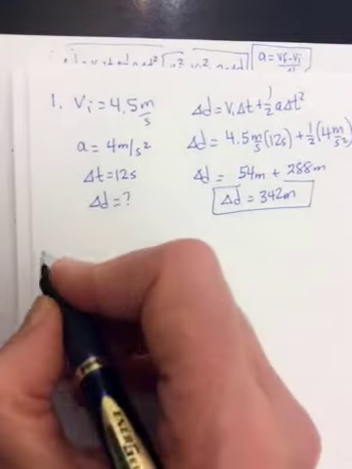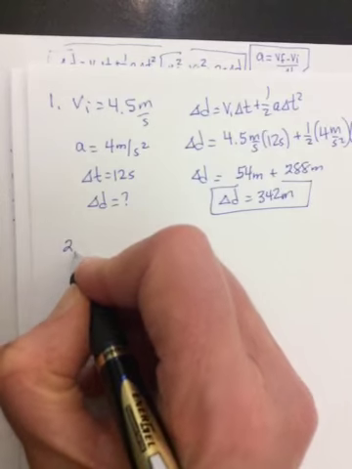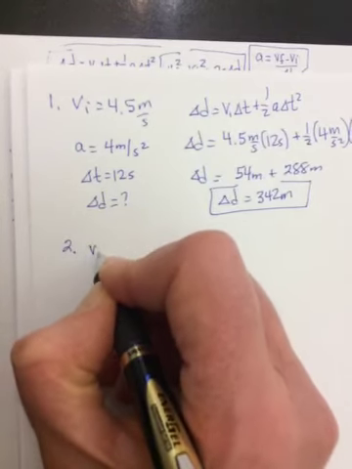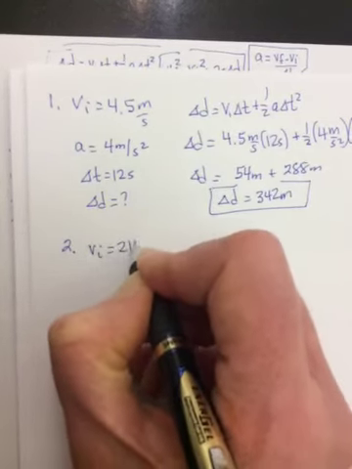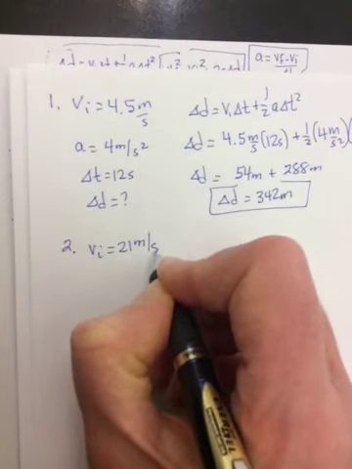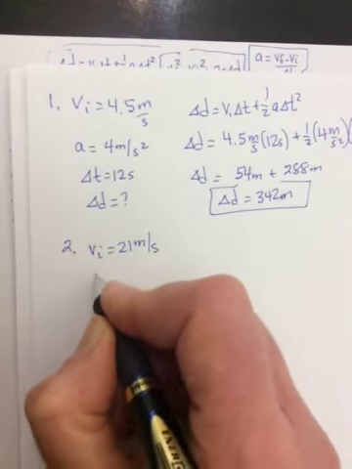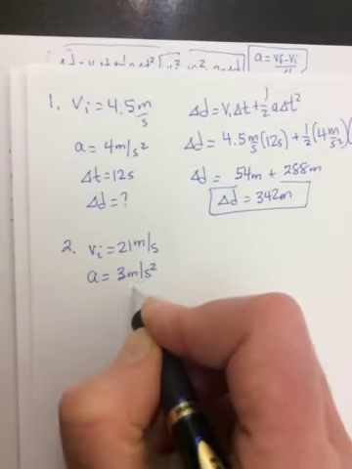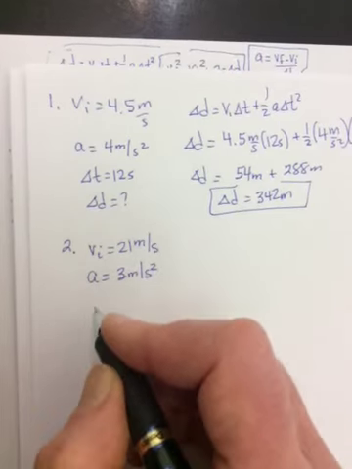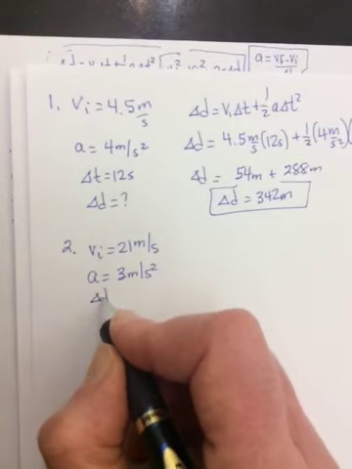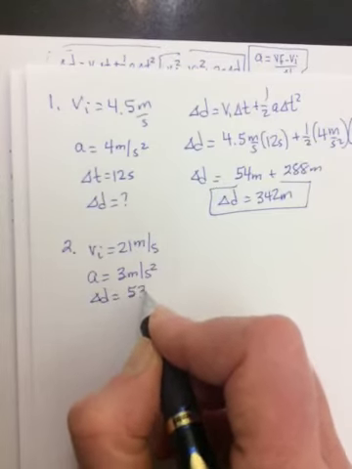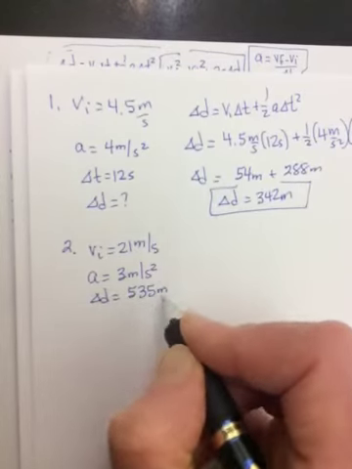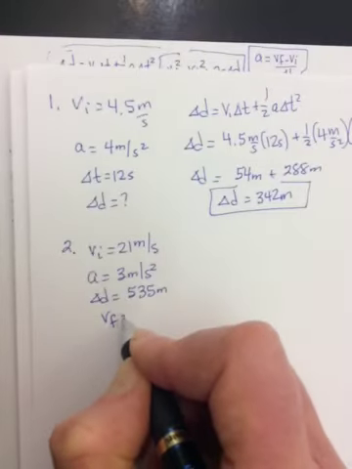Number 2, an airplane accelerates from a velocity of 21 meters per second. So that's my VI. At a constant rate of 3 meters per second squared. That's my acceleration, always in meters per second squared, over 535 meters. Delta D, 535 meters. What is the final velocity?